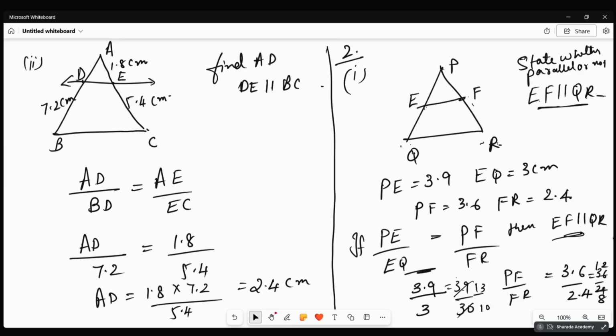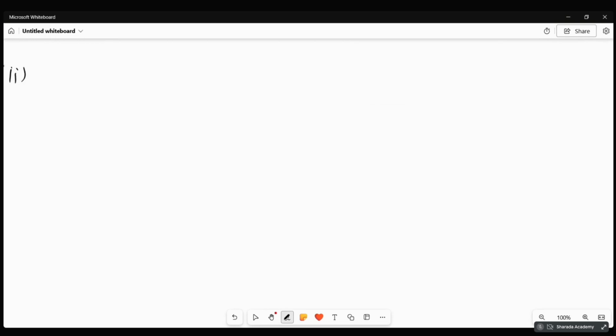Try the second one. I'll come and check. So in this question, in the first one, we got EF not parallel to QR. In the second one, we got EF parallel to QR. Okay, what about the third one now?